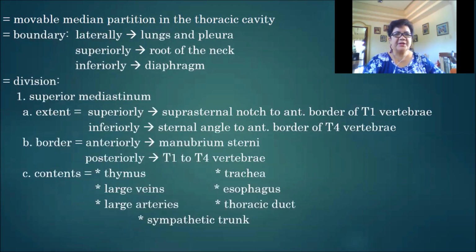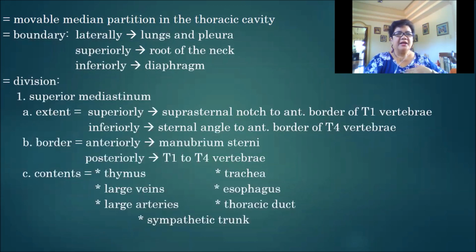It will extend superiorly, anteriorly from the suprasternal notch to, posteriorly, the anterior border of the first thoracic vertebra. Then inferiorly, it will extend from the sternal angle of Louis to the anterior border of the T4 vertebra. So posteriorly, it is bounded by the first thoracic vertebra to the fourth thoracic vertebra.